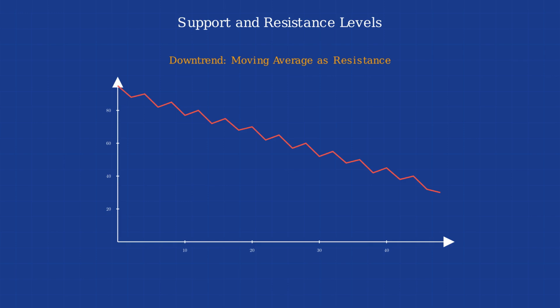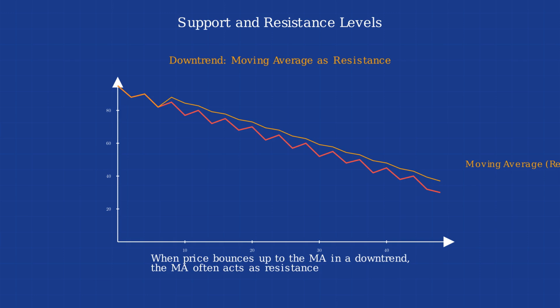In a downtrend scenario, the moving average typically acts as resistance. When prices bounce upward toward the moving average, they often fail at this level before continuing lower. Here we can see how the price repeatedly tests the moving average from below and then falls, showing the moving average acting as resistance that prevents further upward movement.